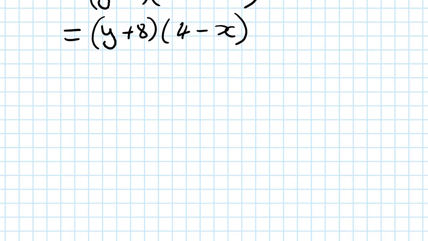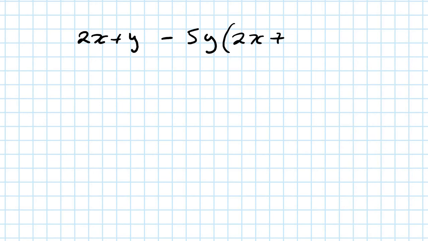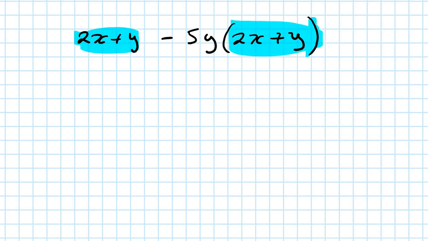Let's move on to the next question. Let's say 2x + y - 5y(2x + y). Now you can see 2x + y and 2x + y is common. So this is the common factor. What that means is this group here, we can just make it as a group, and then nothing in front here, it's just like 1. So that's what that means.